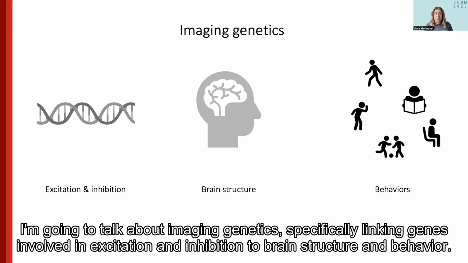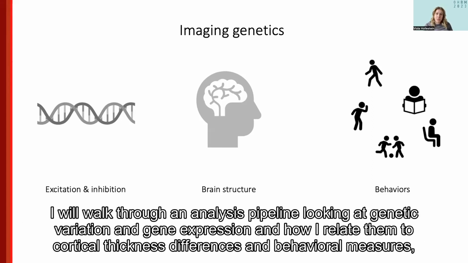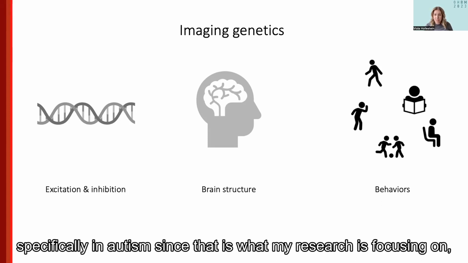I'm going to talk about imaging genetics, specifically linking genes involved in excitation and inhibition to brain structure and behavior. I will walk through an analysis pipeline looking at genetic variation and gene expression and how I relate them to cortical thickness differences and behavioral measures, specifically in autism, since that is what my research is focusing on.